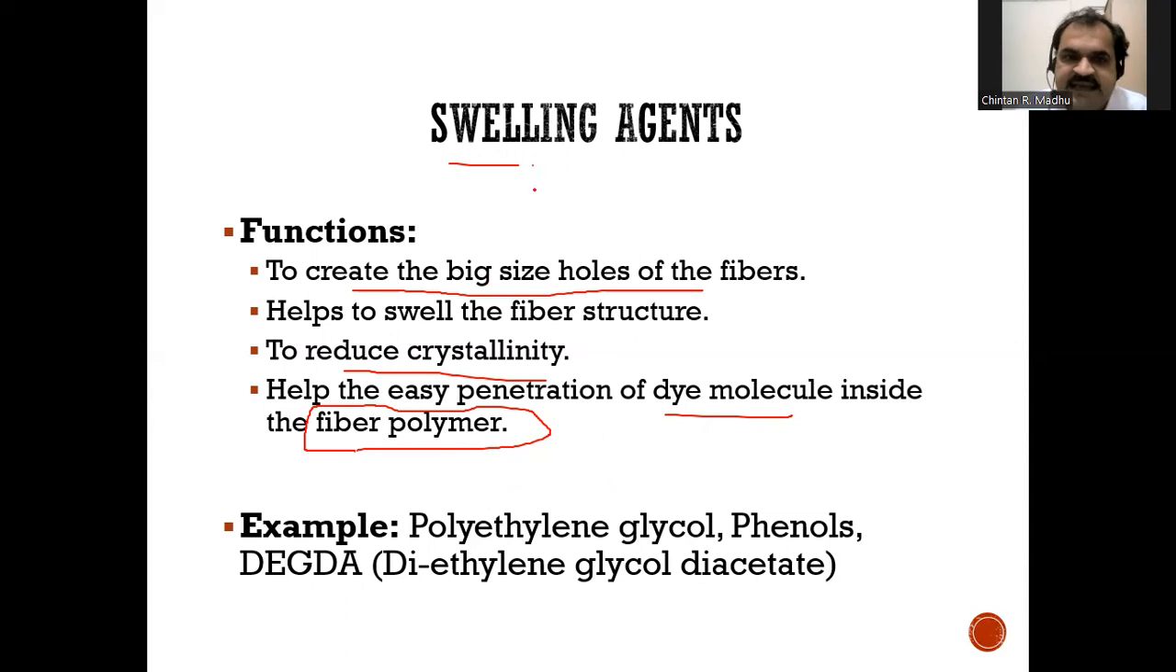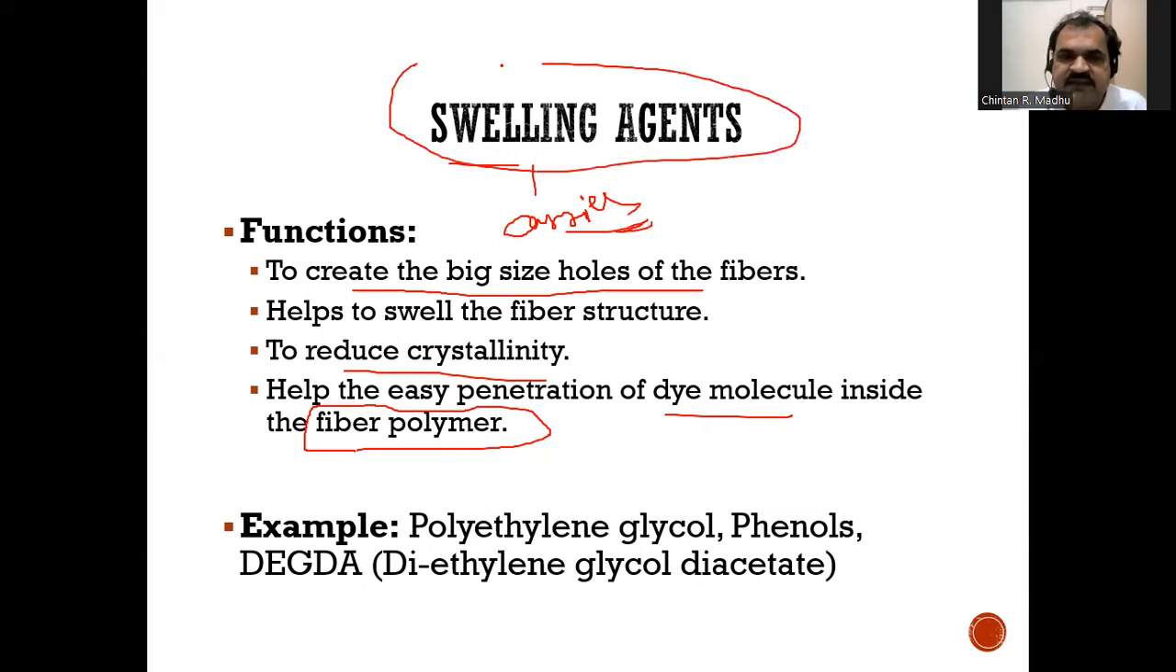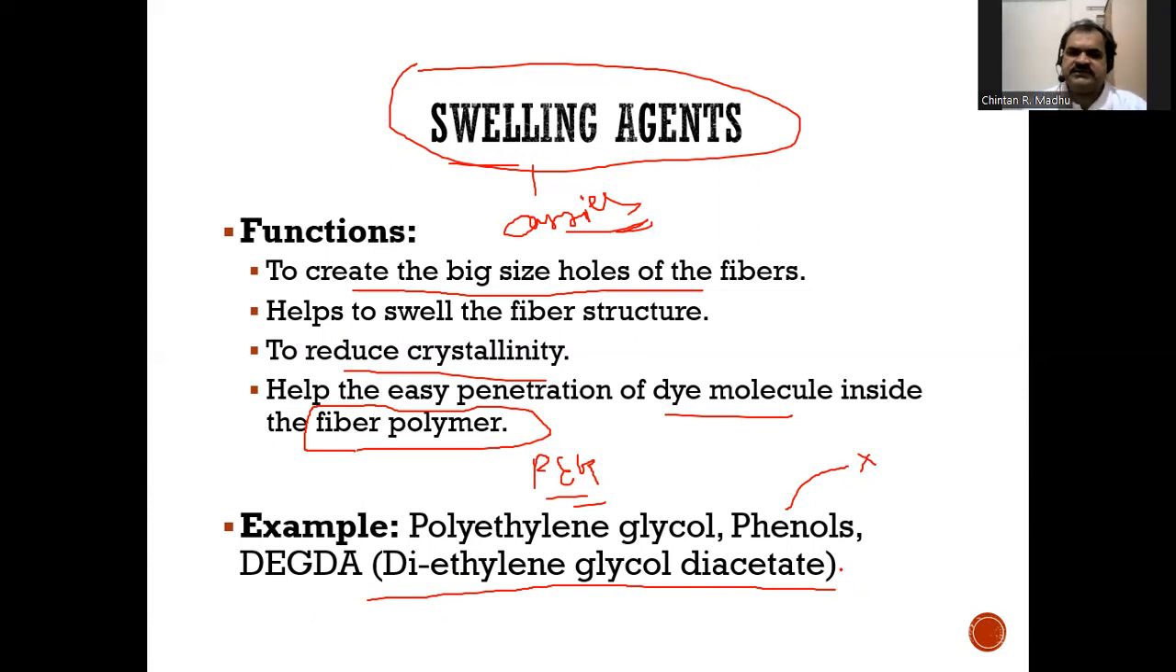Specifically in dyeing, we are also using the word carrier. Okay, so these carriers, in this specific case, are working as the swelling agent. The most commonly used is PEG, polyethylene glycol. Phenol is not used now because it is carcinogenic and it is banned. But polyethylene glycol, that is PEG, is used. Diethylene glycol diacetate is rarely used. We are generally using PEG only, polyethylene glycol.